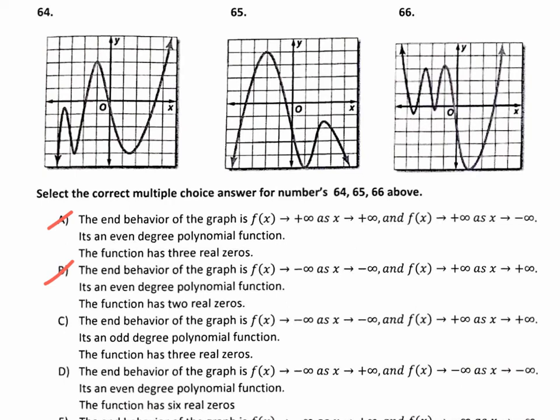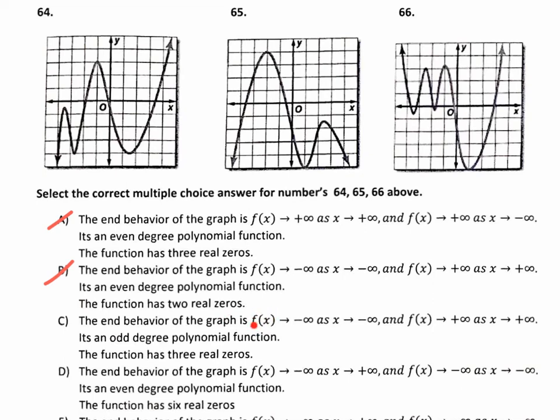Again, notice how I'm eliminating them. I'm going to the easiest thing to say. Like right here, it says it's an odd degree polynomial function. Which ones are odd? The only one that's odd is this one, right? So far, this is odd. Let's continue reading. The function has three real zeros. Does it have three real zeros? Yes, it does. 1, 2, 3. And last but not least, let's check the most complicated thing to check, which is the end behavior.